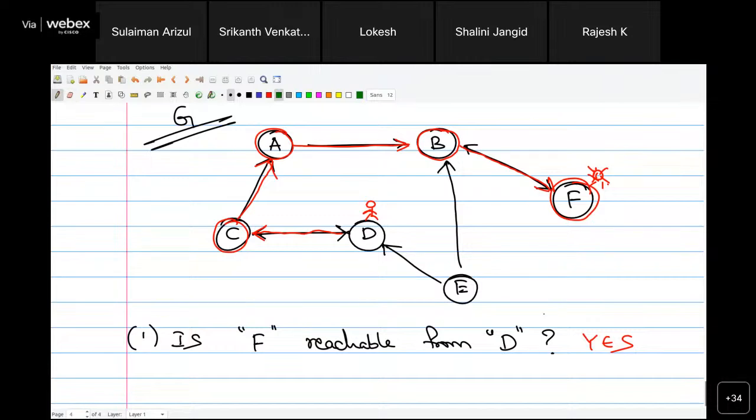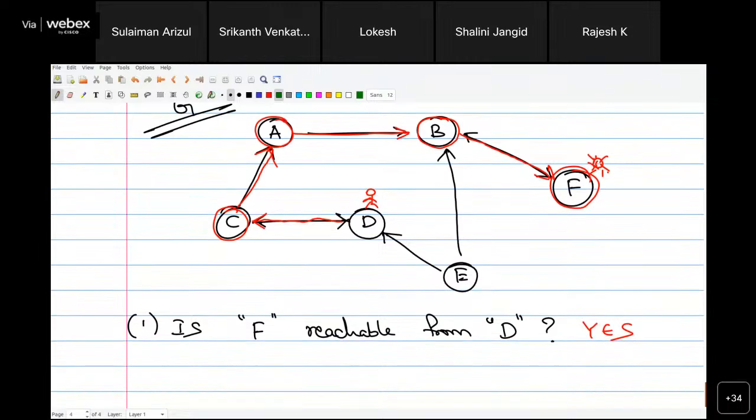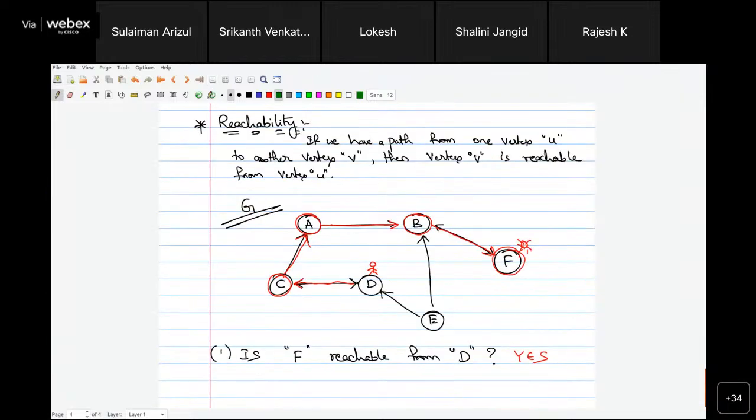So if this is the question, this is how we can answer. What if the question is like this? Let me ask you: find all the vertices that are reachable from C. So what you have to do in this question is find all the vertices that are reachable from vertex C.